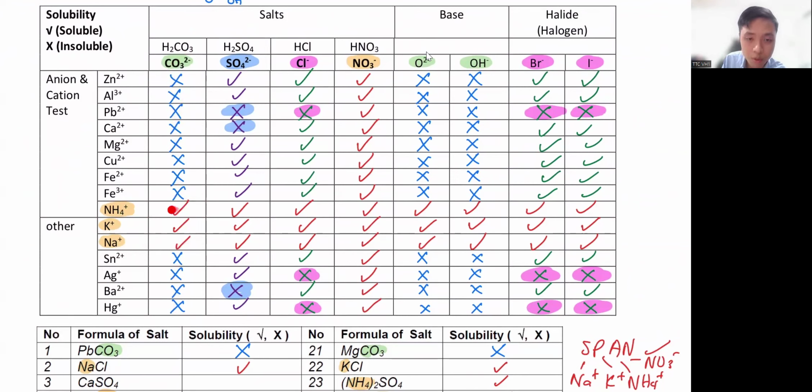When it is spa, then spa is everything. Spa is soluble. So you got O2 minus, same thing. O2 minus insoluble. You got OH minus insoluble. This is the first part.